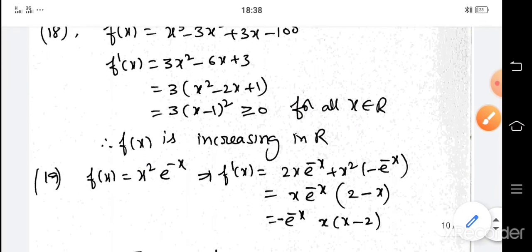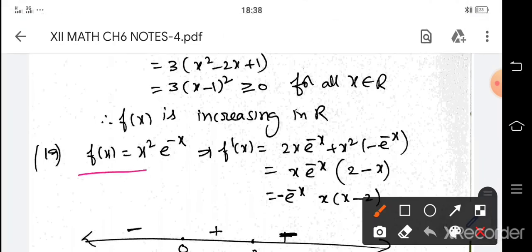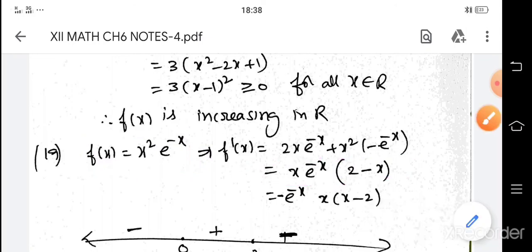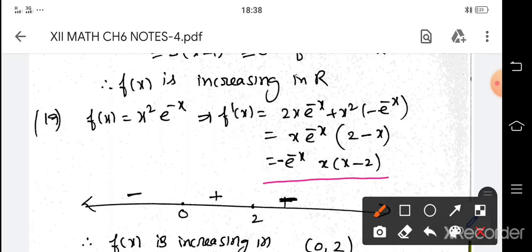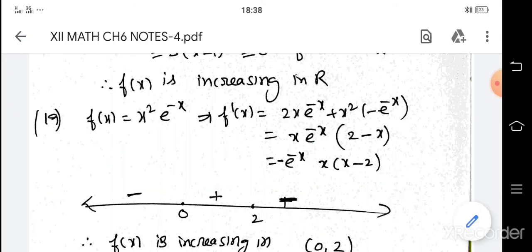Next question, 19th question. The intervals in which f of x is equal to x square into e power minus x is increasing. They are giving y also, I am just letting it as f of x only. f dash of x, using uv rule: 2x into e power minus x, plus x square into minus e power minus x, u dash v plus uv dash. Take x e power minus x common, then 2 minus x will be inside. Then I have taken minus common: minus e power minus x into x minus 2. Then wavy curve method. Substitute one value more than 2, it will come negative, then alternately positive, negative. Where the positive interval is there, that is the required one.